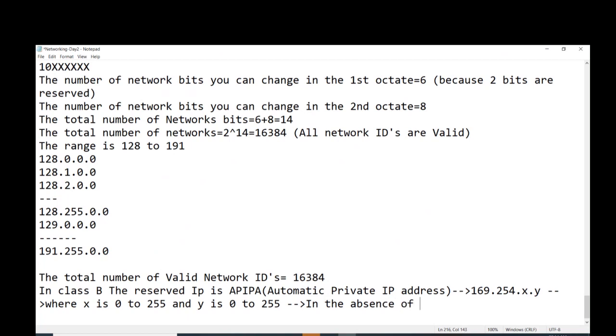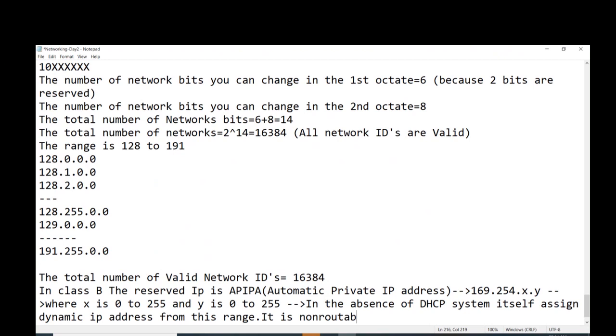This means in the absence of a DHCP server, the system itself assigns a dynamic IP address from this range, and it is non-routable. Non-routable means the router will not allow the packets which are holding this address.